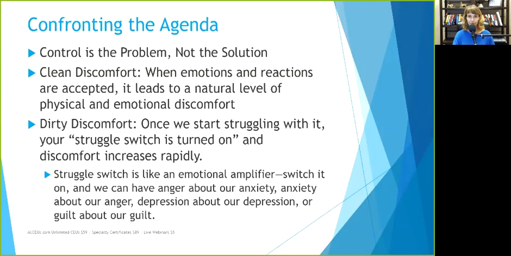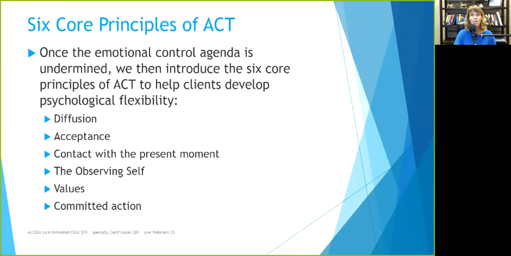So, the six core principles. Once the emotional control agenda is undermined, once people realize that just trying to think it away is not going to work, then we introduce the six core principles of ACT to help clients develop psychological flexibility. We all like flexibility. Diffusion. Sounds just like what it is. We're going to diffuse this moment. Acceptance. All right, I'm going to accept it is what it is. Contact with the present moment. That observing self, remember my fly on the wall. Values and committed action. So let's look at those.